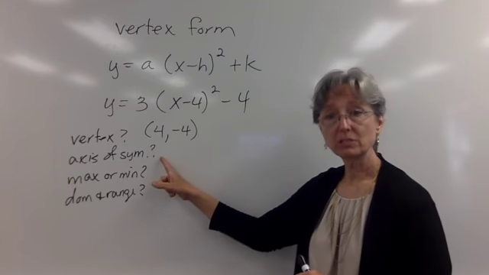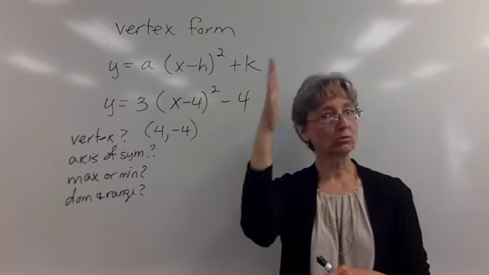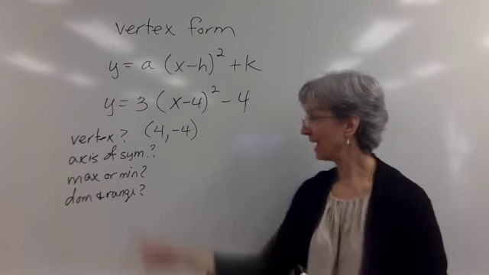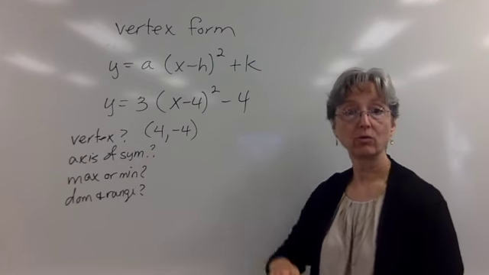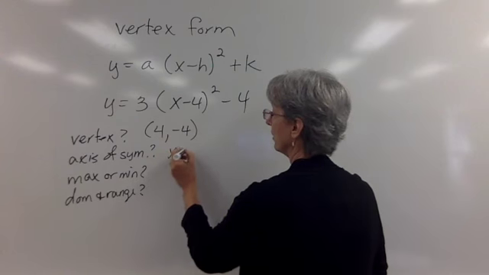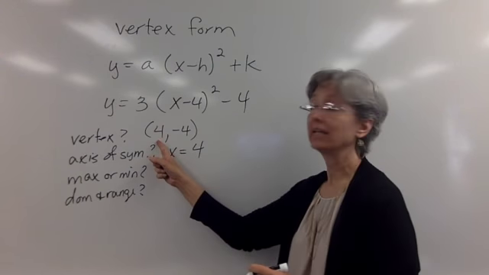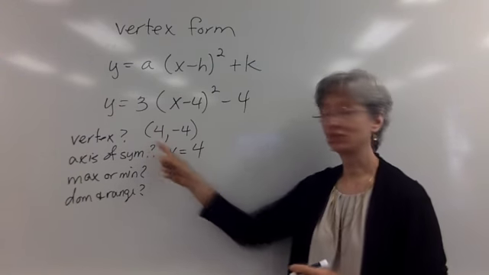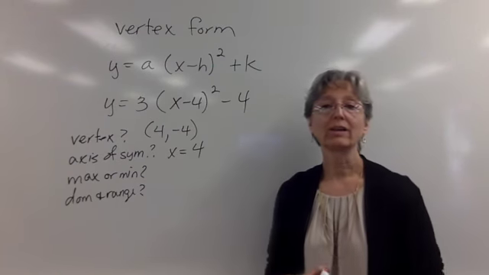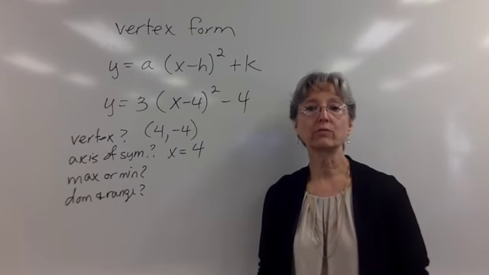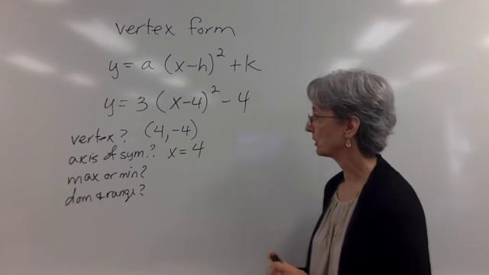Our axis of symmetry then, that line that goes right through the middle of the parabola and divides it in half, is X equals 4. X equals whatever our H is of our vertex, right? The HK. X equals 4, that straight line through 4 is our axis of symmetry.